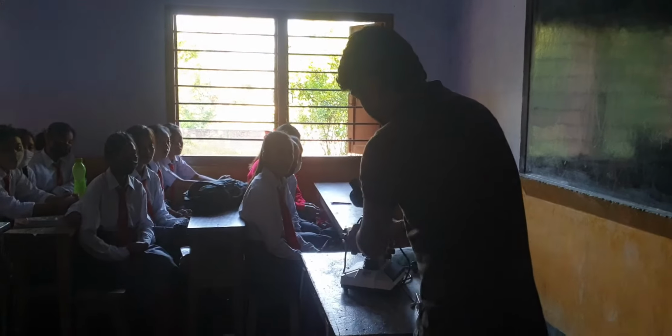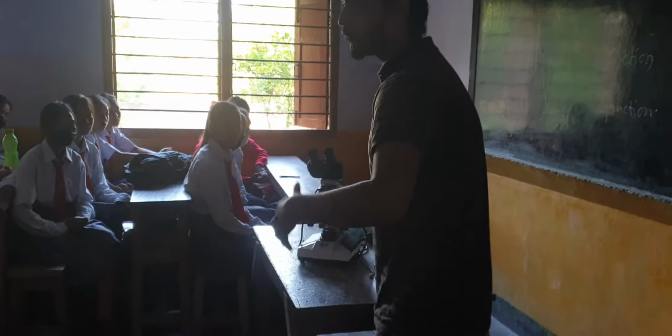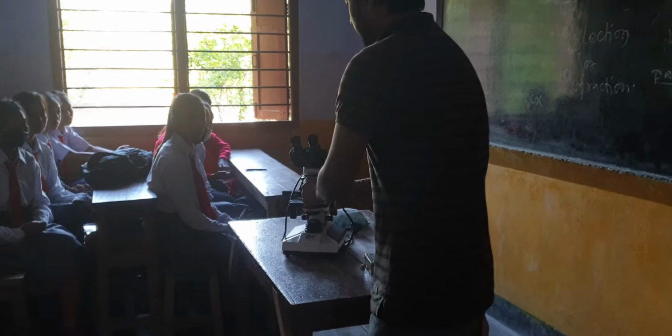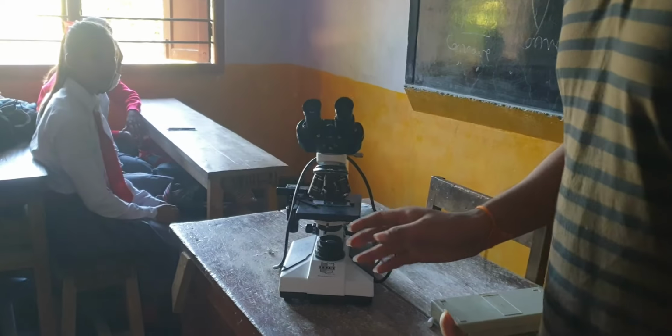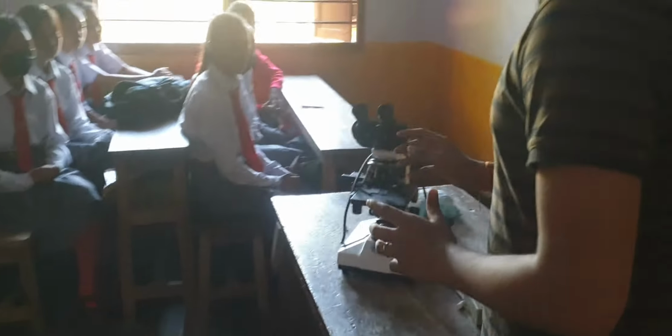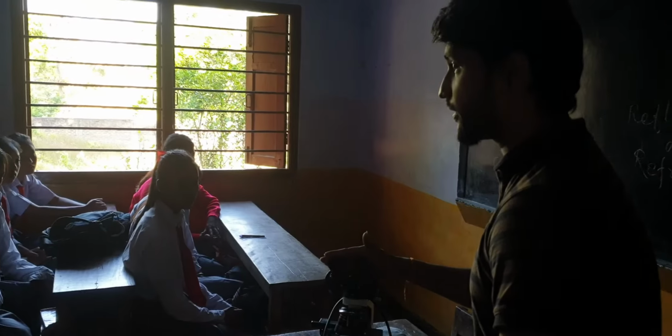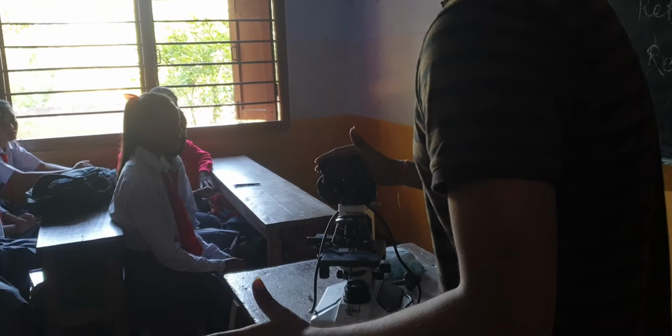The lens with the lowest magnification here is 4x, means it magnifies the object 4 times. Then we have 10x, then we have 40x, then we have 100x. The total magnification will be the multiplication. How to get the total magnification? For example, here it is 10x and here it is 40x. The total will be 400x. Just multiply this and this, then you will get the total magnification.